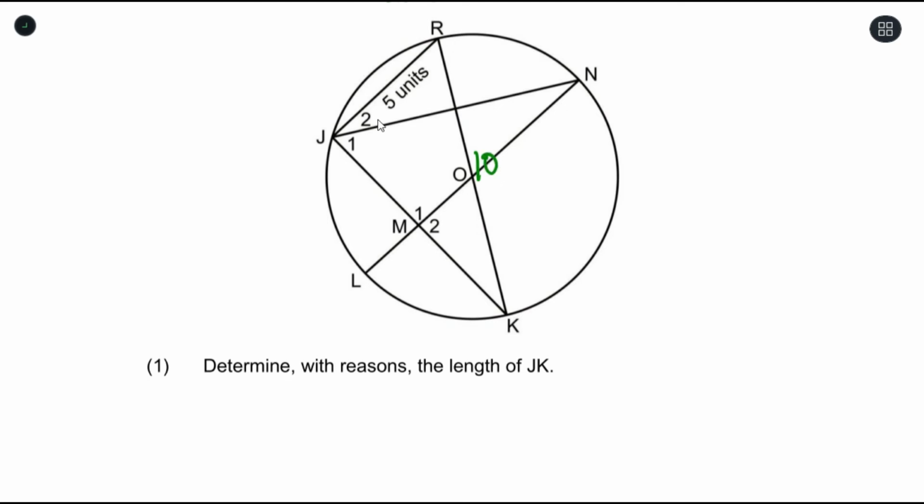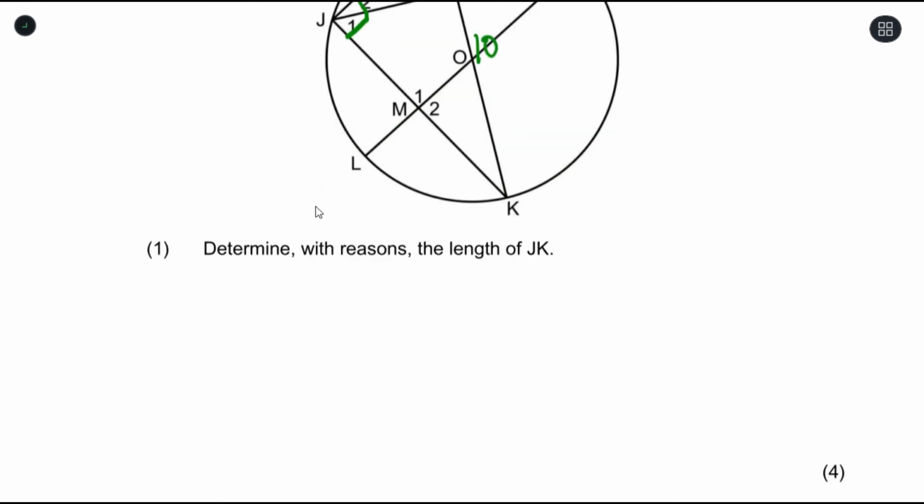Another piece of information we know is that since this is a diameter, this J1 and J2 has to be 90 degrees due to angles in a semicircle, right? So using Pythagoras, it will definitely help us get the entire distance of JK. Okay, so that's exactly what we're going to do to get this particular question.